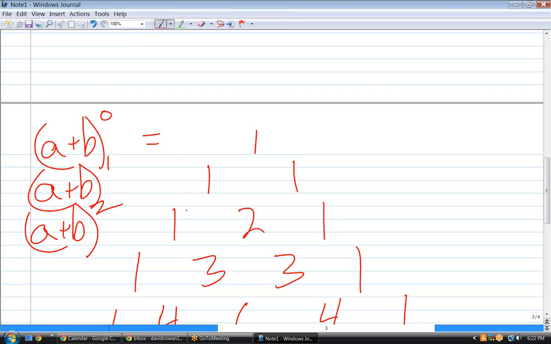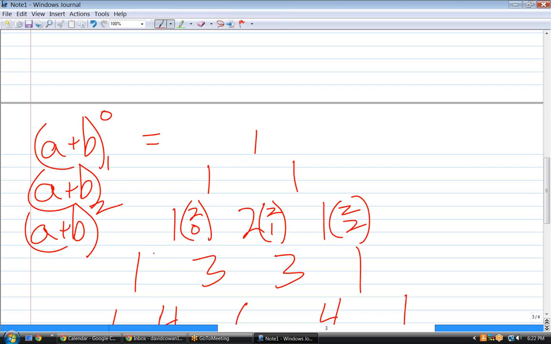Okay, now I got it. So this one is 2 choose 0. This number is 2 choose 1, and this number is 2 choose 2. Notice that 2 choose 2 is the same as 2 choose 0. They're both 1.